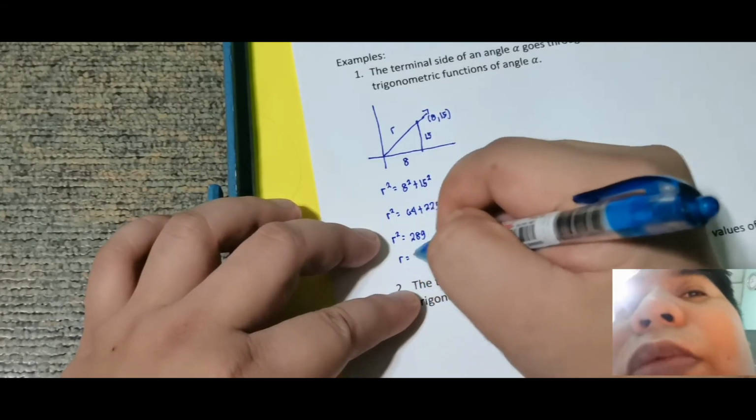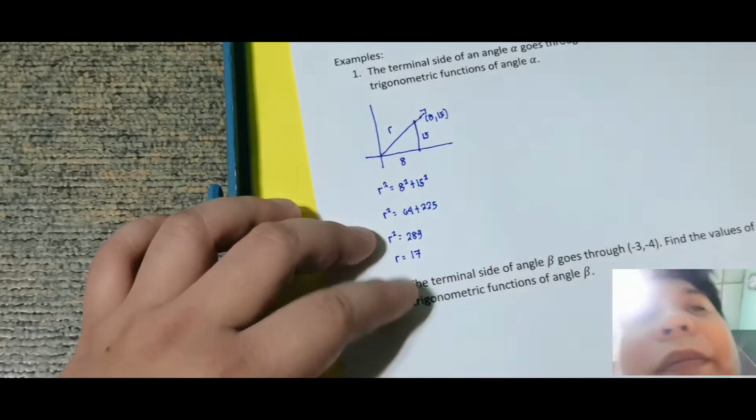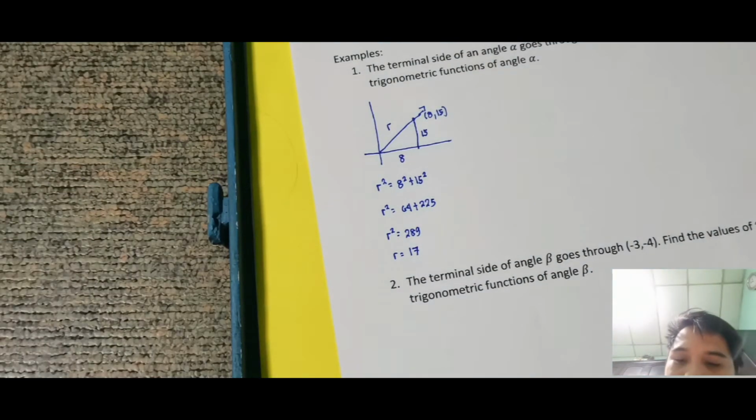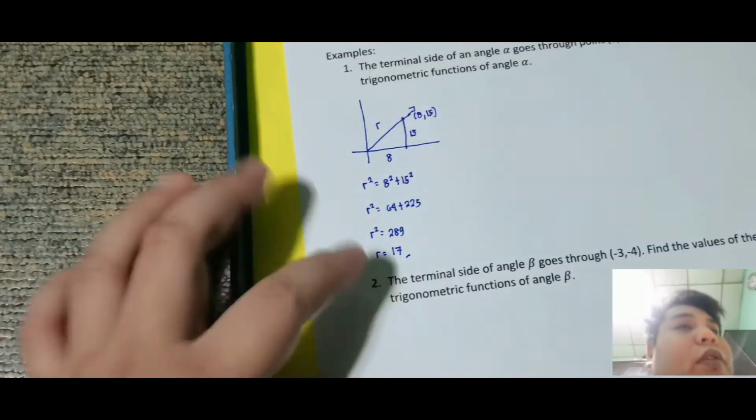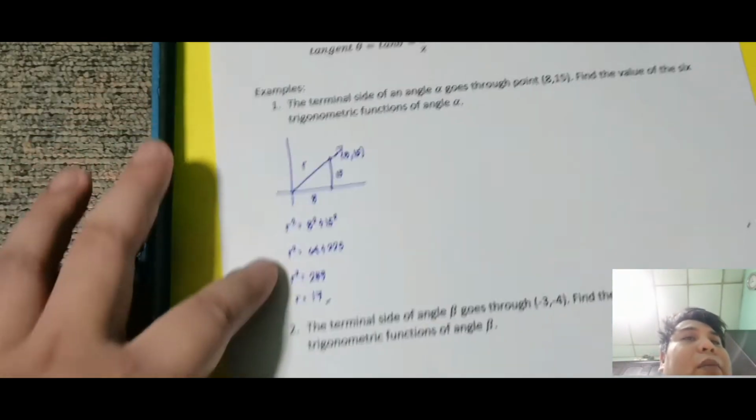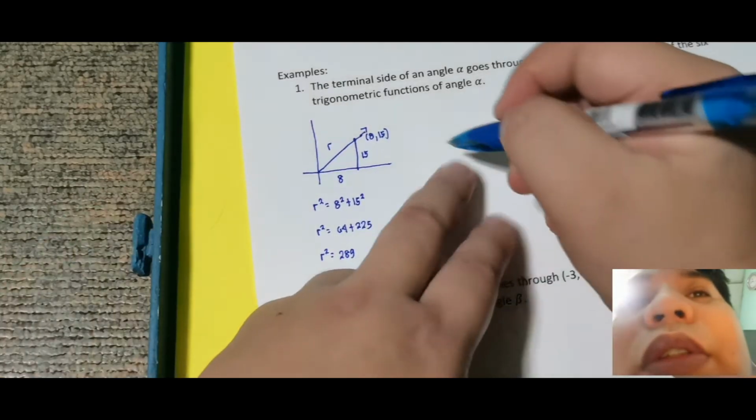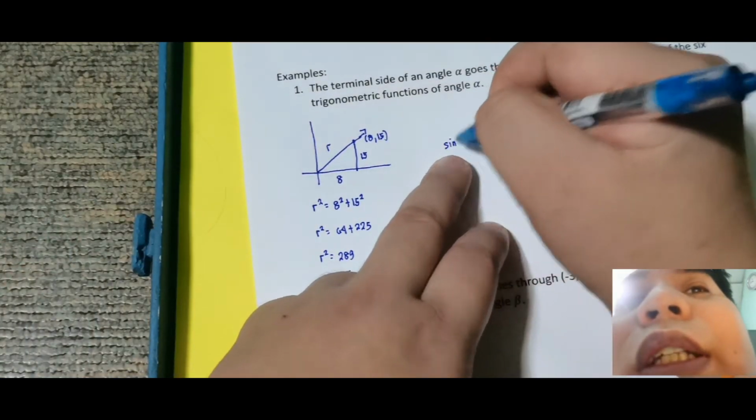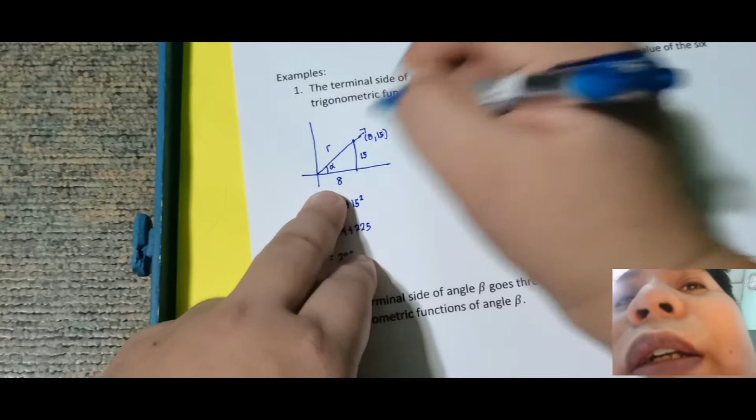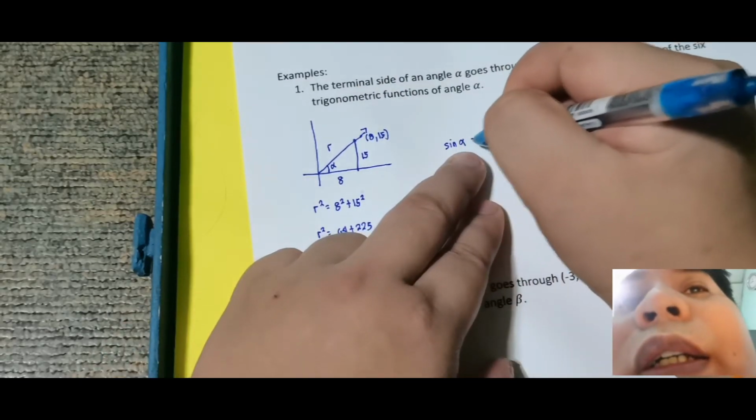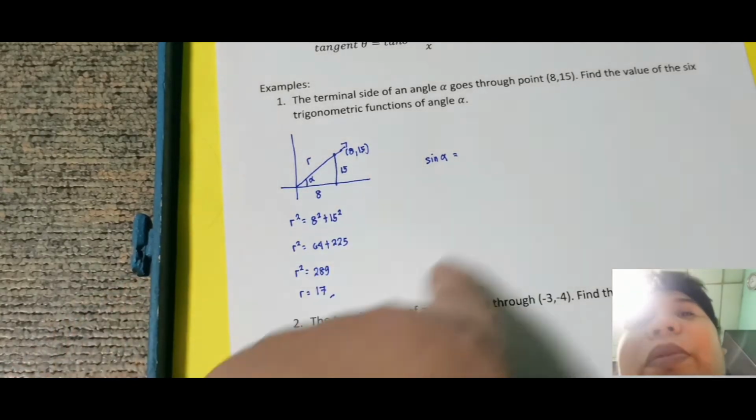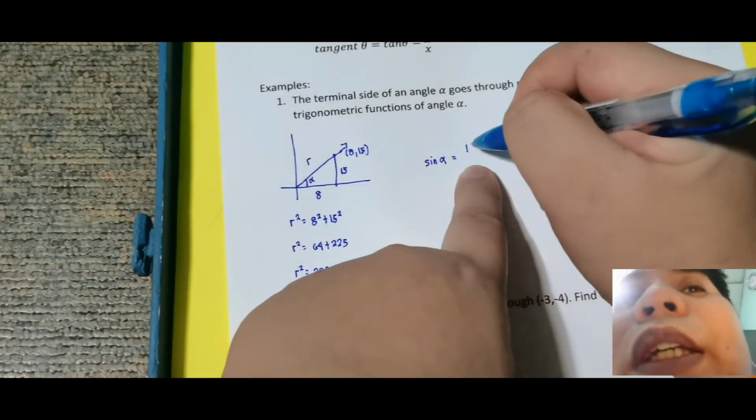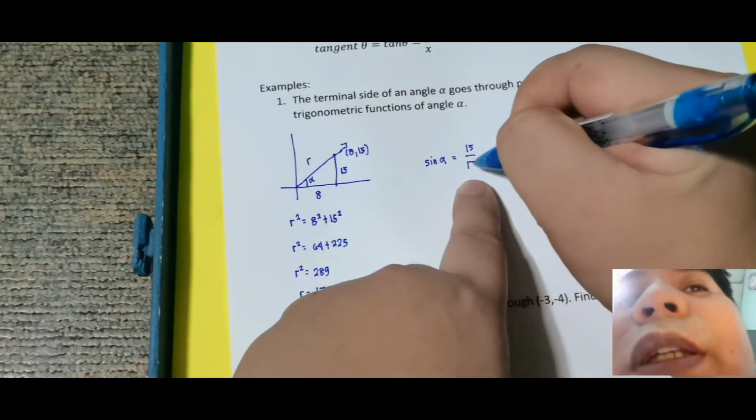Note that the square root of 289 is 17. So, tama ba pagkakaalala ko, 289 is 17. Tama. So, therefore, the value of r is 17. So, kaya na natin mahanap ang 6 trigonometric functions. So, una si sine. What is sine? Ito si alpha. So what is sine alpha? Sine alpha is y over r. So 15 over 17.